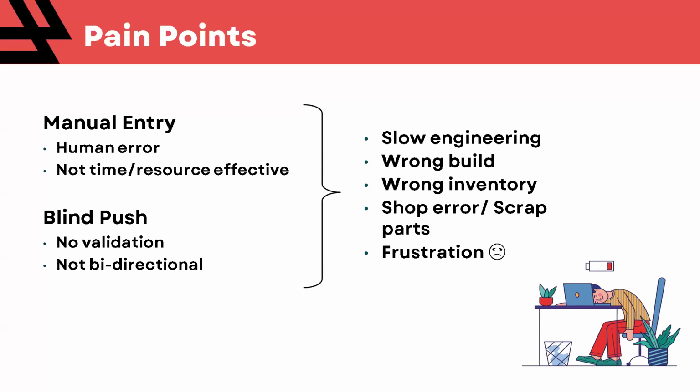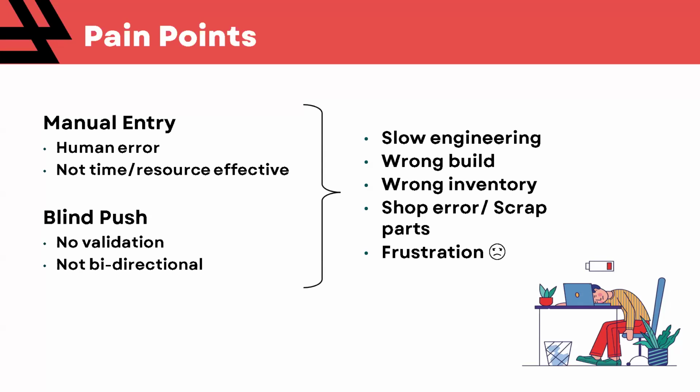So what these pain points lead to, they lead to slow engineering. They can lead to wrong builds if there's mistakes in the BOM, as well as wrong inventory. And in general, all of these mistakes and slowness leads to frustration, both from the engineers spending time on data entry, the planners maybe having the wrong BOMs, and maybe production having the wrong parts on the floor.